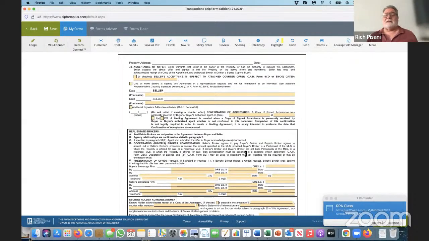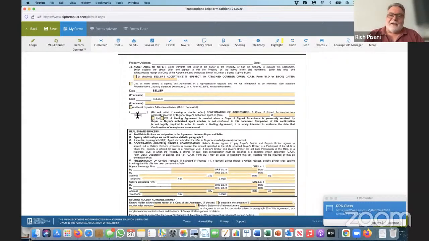Then the next page, for the seller, is the acceptance. Now the seller can accept this as it is, or they can accept it subject to a counter offer, which is most likely the case. But here's the thing. It's only accepted upon the confirmation of acceptance, and that confirmation is sent to either the buyer or to the buyer's agent.